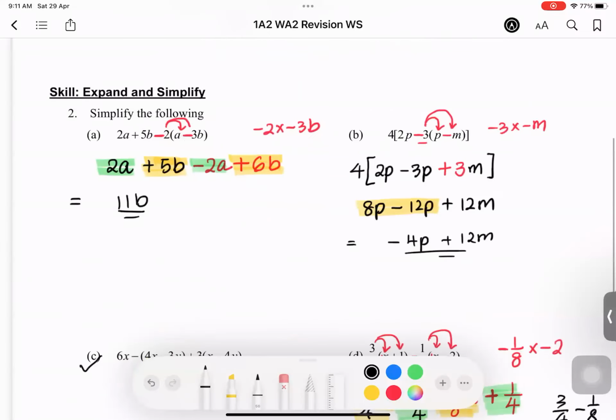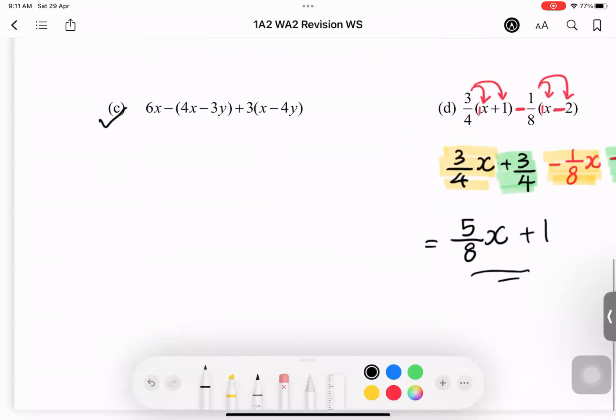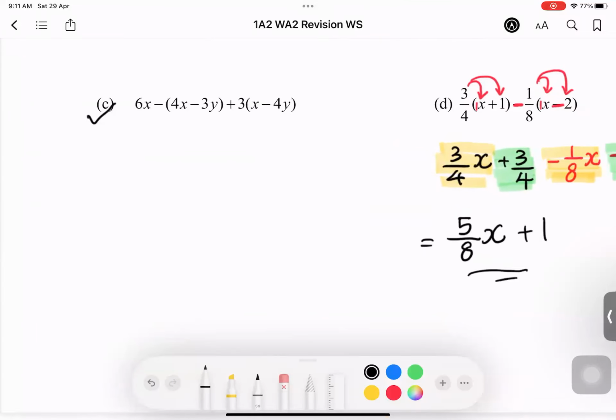Now, I'm going to move on to the next question. We did another question for expansion and simplification, right? There are certain things to take note. If there's a number, we need to multiply to both the terms or all the terms inside our brackets. If there's subtraction, we need to remember to change sign. This one is very important. I'm sure the teacher will test negative numbers, okay?